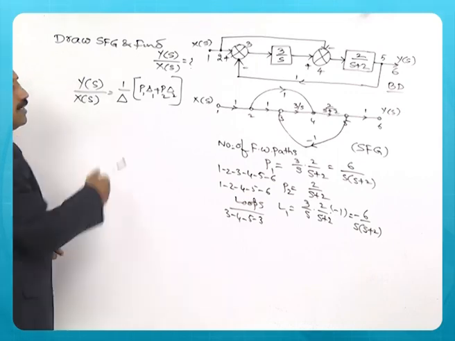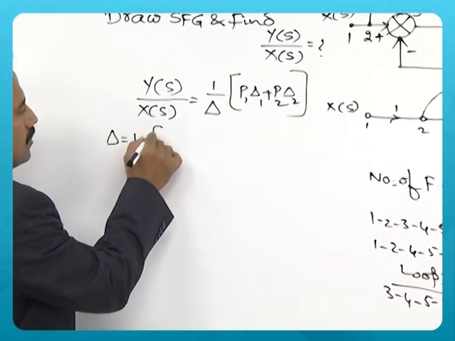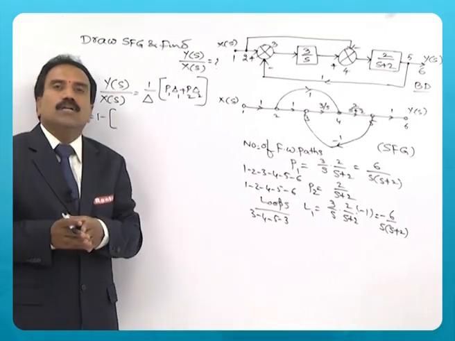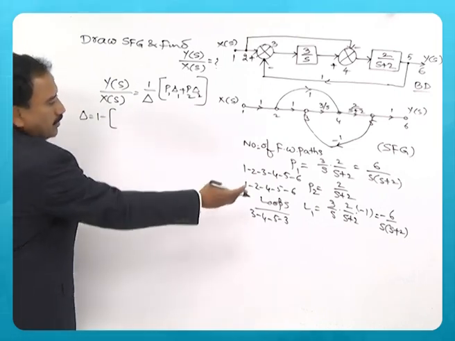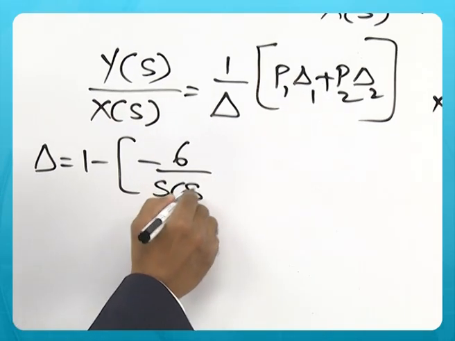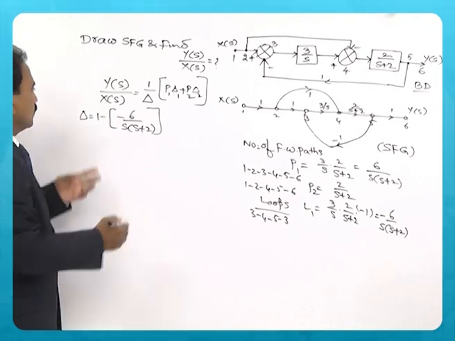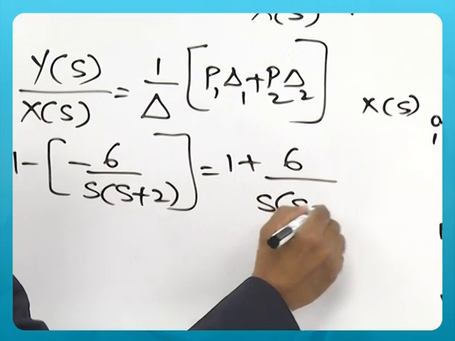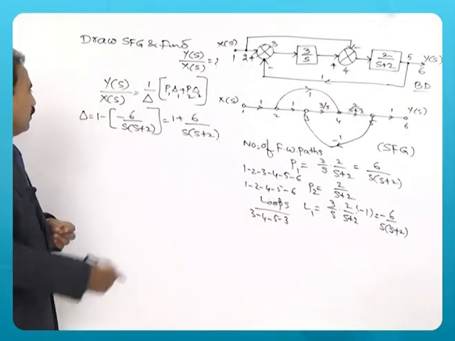Now what is delta? Delta is 1 minus the sum of the loop gains. So there is only one loop here. It is already given as minus 6 by s into s plus 2. So this is 1 plus 6 by s into s plus 2. Delta. Now what is delta 1?